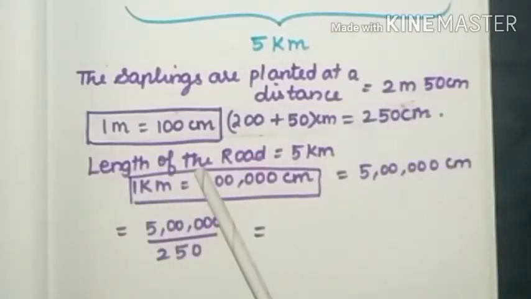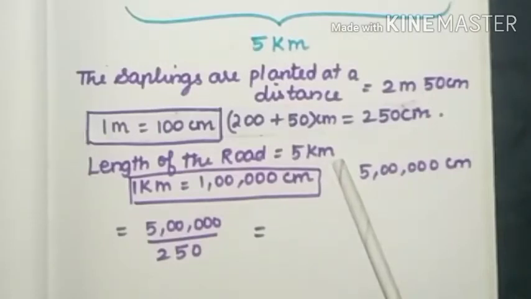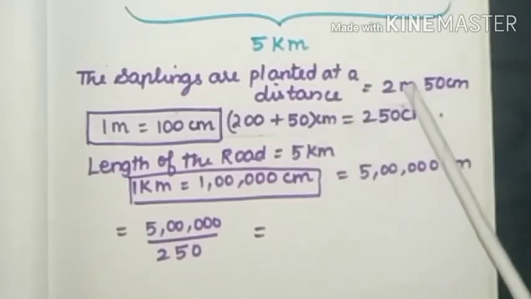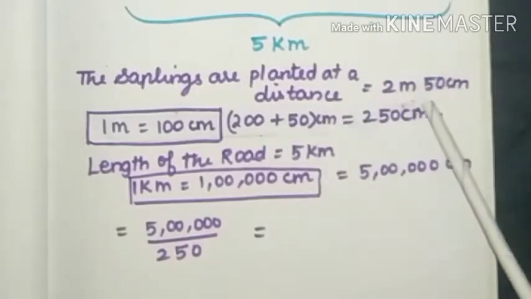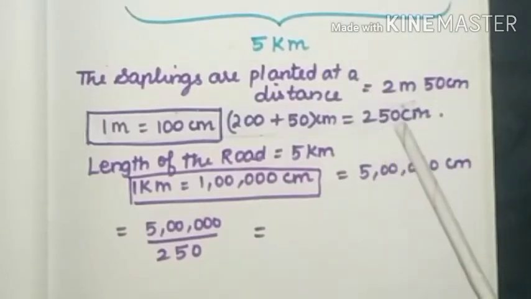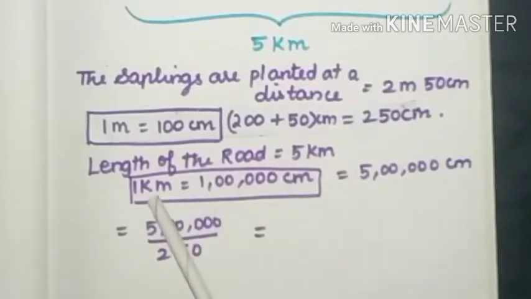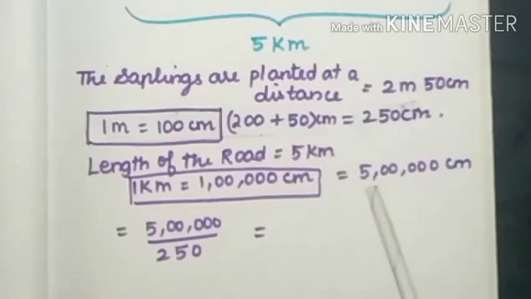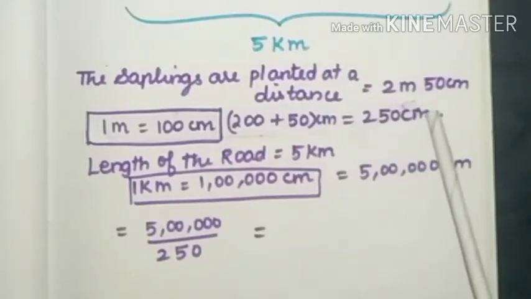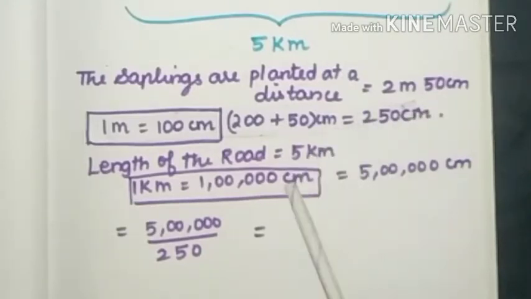And then the length of the road equal to 5 kilometer. We have to convert kilometer into what? Yes, centimeter. Already we converted meter into centimeter, that is 250 centimeter. Now we have to convert kilometer into centimeter. 1 kilometer equal to 1 lakh centimeter. 5 kilometer equal to, yes, 5 lakh centimeter. Students, is it clear now why we are converting the meter into centimeter and kilometer into centimeter?